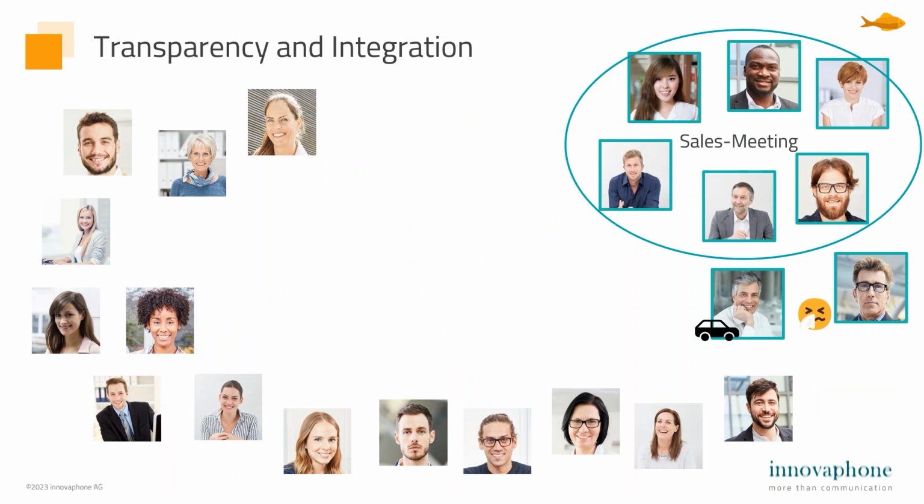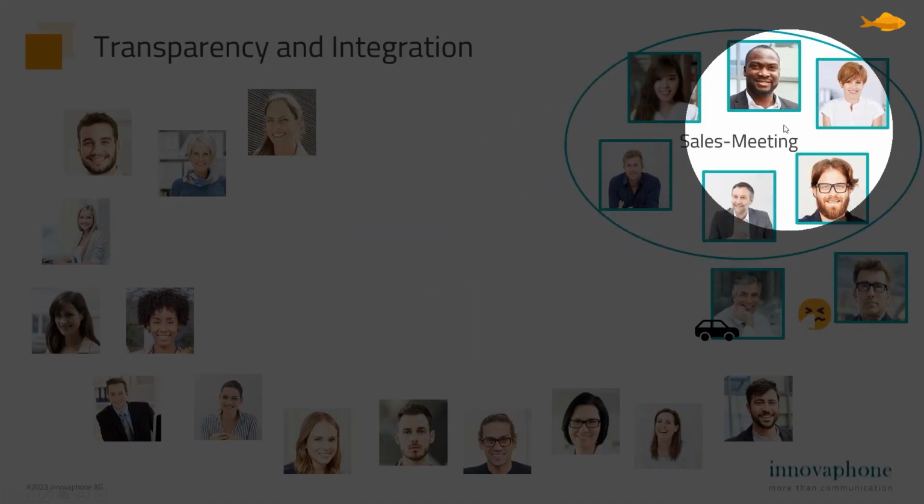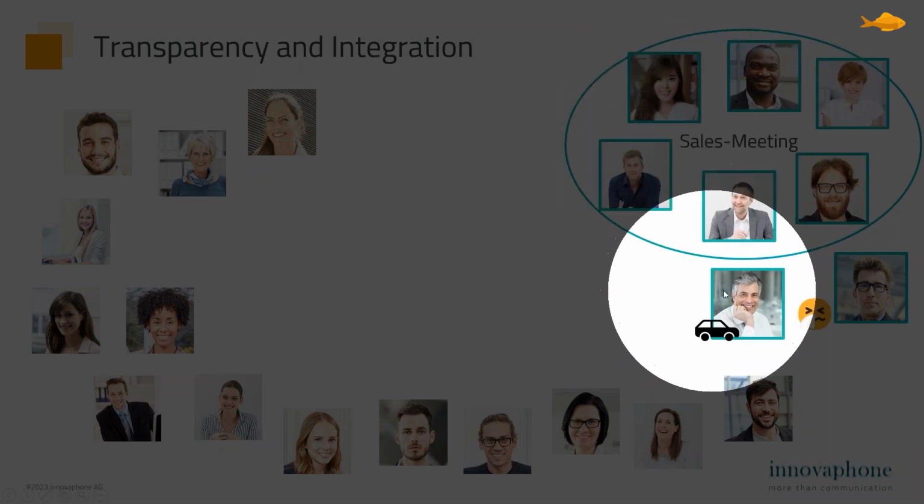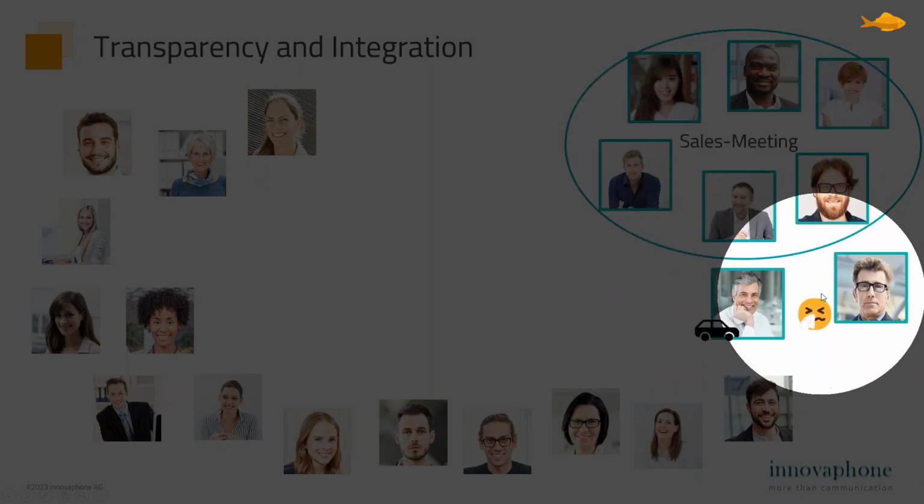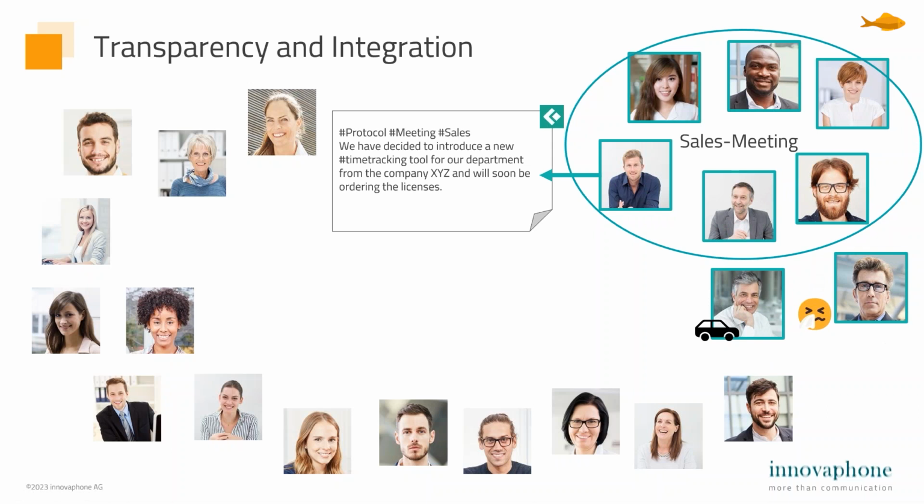Last example, talking about transparency and integration. Here on the right-hand side, you see a sales meeting with all the members of the sales team. We have two of them missing. One is traveling, one is sick at home, laying in bed. And they post a protocol of the meeting and of the things they have discussed during their sales meeting. So they hashtag protocol, they hashtag meeting, they hashtag sales. And they write, we have decided to introduce a new time tracking tool for our department from the company XYZ, and will soon be ordering the licenses.